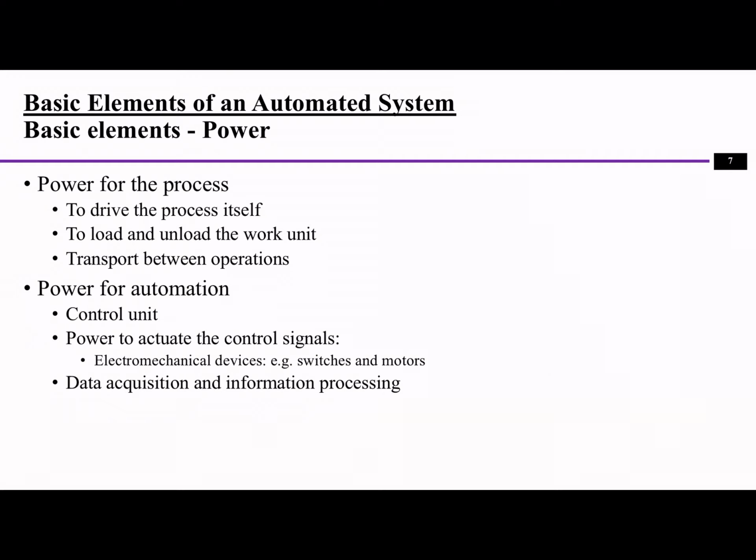And the power will be used throughout the whole process of the manufacturing operation. It can be used in the loading and unloading of the part, the transport of the part from one operation to another operation, as well as the process itself. And the power is used in the control unit, and also to actuate the control signals, as well as collecting the data acquisition, for example, on the sensors.